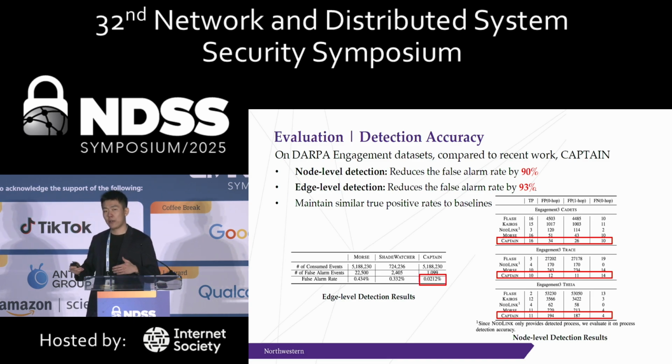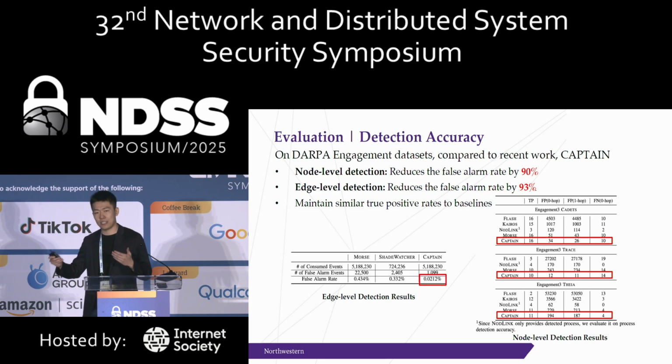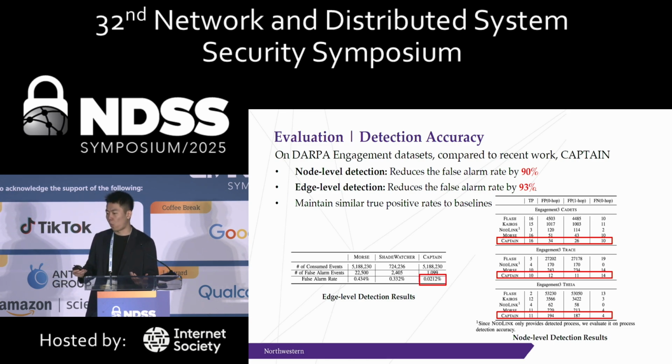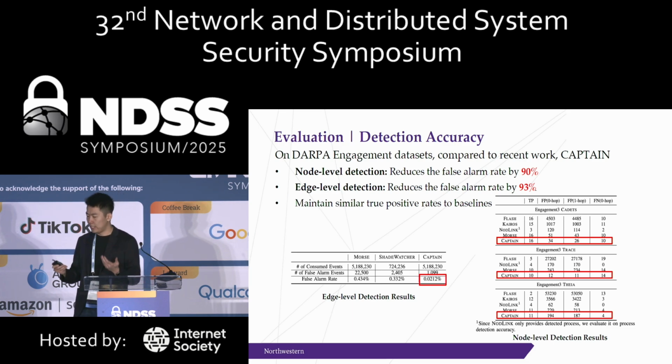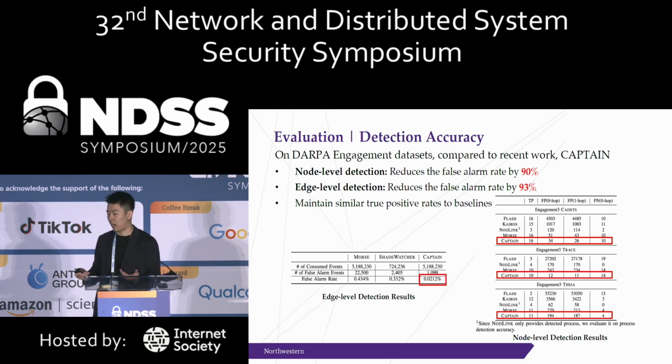We evaluate our system on the public DARPA dataset and our own private datasets. Compared with recent work, our system can greatly reduce the false alarms by a huge margin and maintain a similar true positive rate to the baselines. Basically, it means we can detect all the attacks in our datasets.